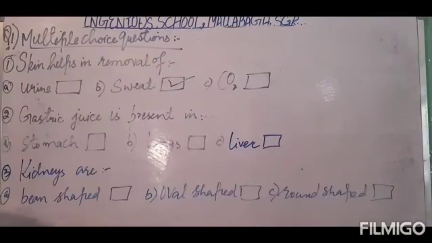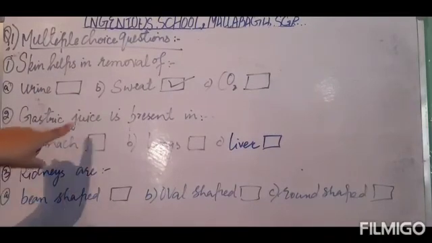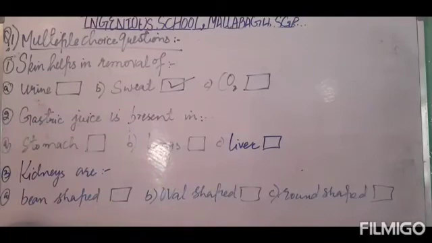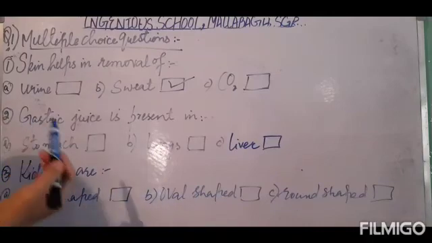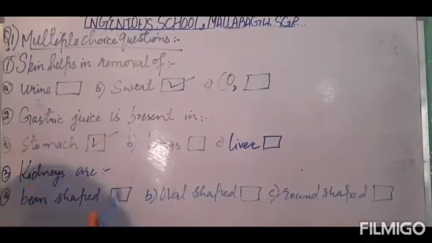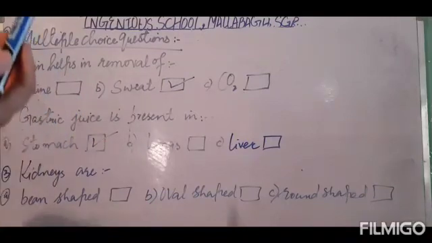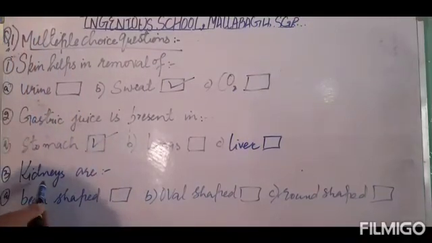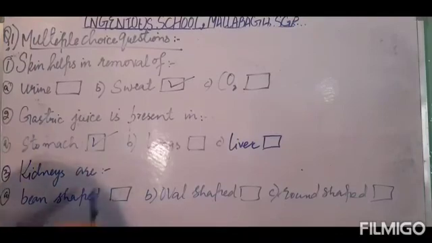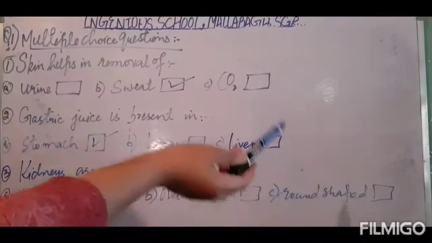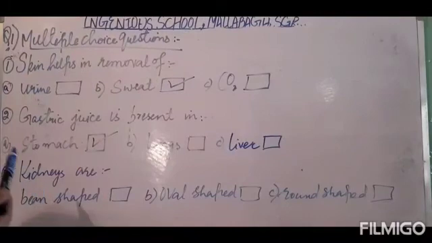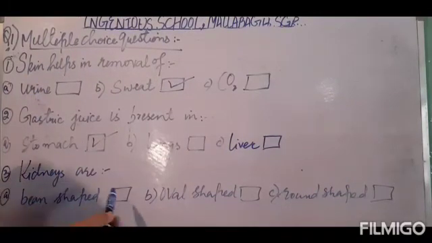Got it? In the same way, the second question is, gastric juice is present in. Options I have given here, three options: stomach, lungs, liver. What is the right answer? Exactly, stomach. So you will take stomach. Similarly, the third question is, kidneys are. Options are bean shaped, oval shaped, or round shaped. What is the shape of kidneys? They are bean shaped. Exactly. So here you will take bean shaped.